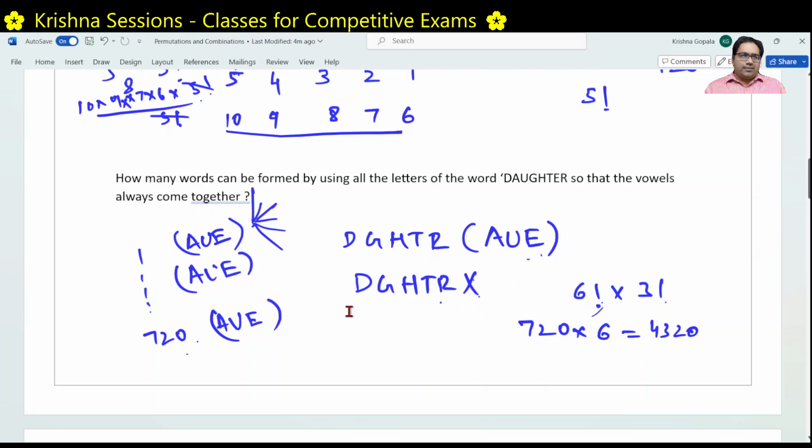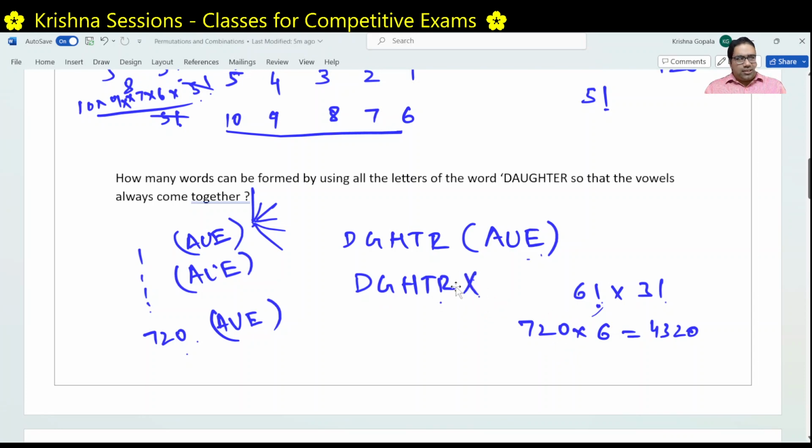Now, with the six letters, we'll have 6 factorial permutations, right? 6 factorial is 720. If instead of this A, U, E, there is only one X, how many permutations are there? Then there are 720 permutations. Forget about A, U, E. Let's assume all of A, U, E combined together is only one X. If actually there are only six letters, then it is 720 permutations.